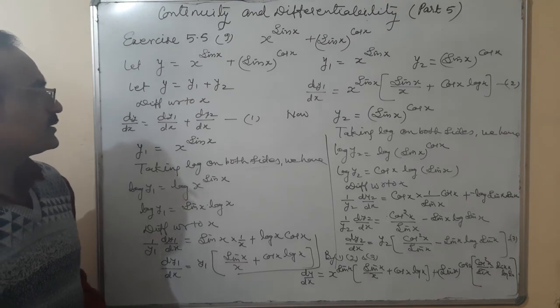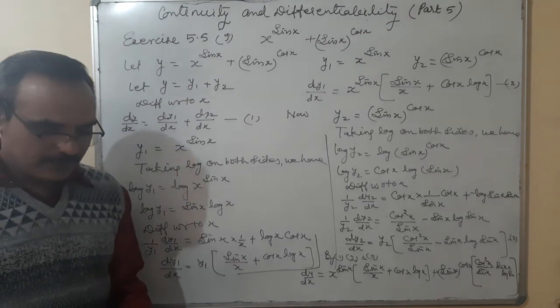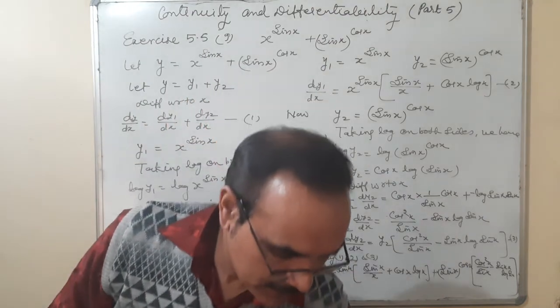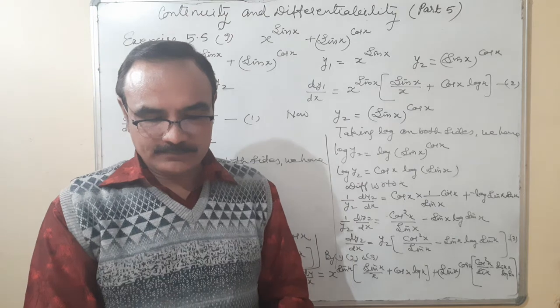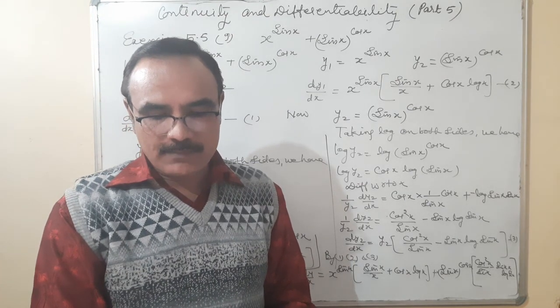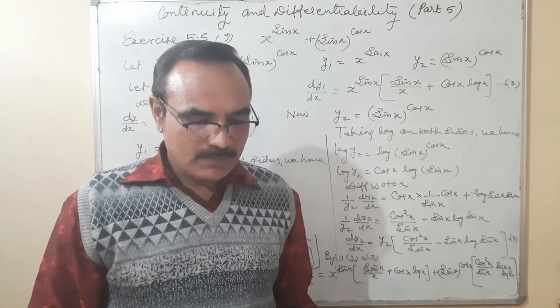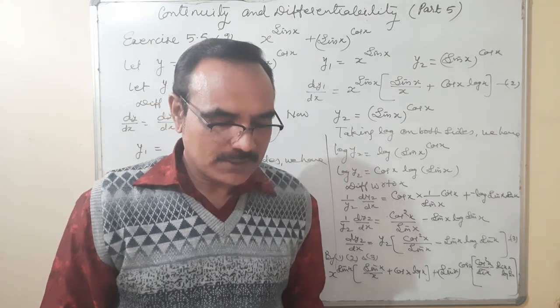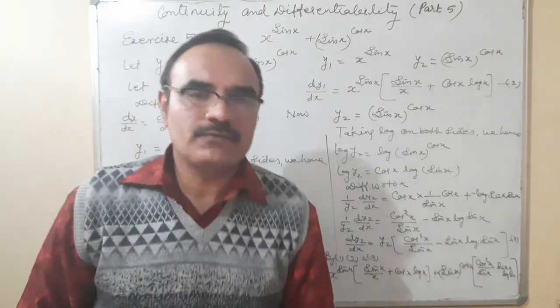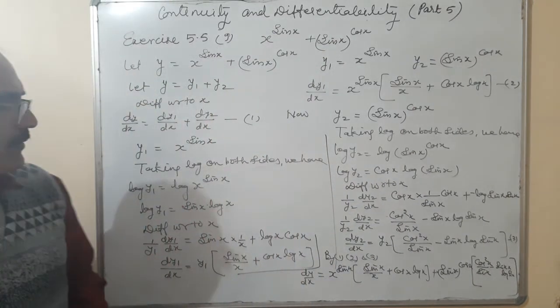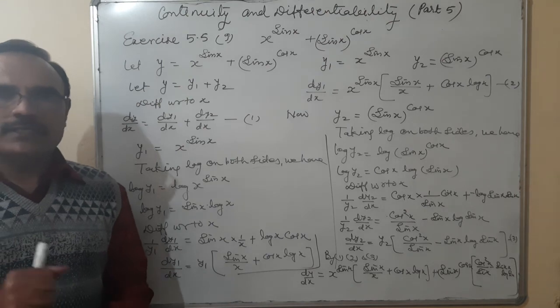So friends, this is the end of exercise 5.5. In my next lecture, part 6, we'll discuss the derivative of functions in parametric form. What does it mean? That means the values of x and y in terms of t or theta are given, and we are finding the value of dy by dx. So till then, bye. Thank you.